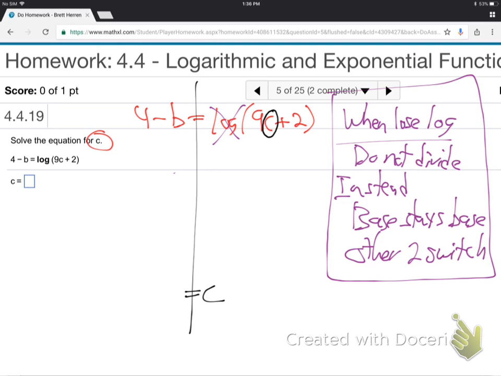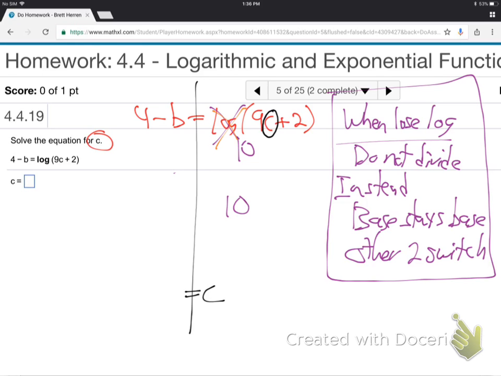The other two switch. Now, what do I mean, the base? I don't see a base. I don't see a low down number by the log, but there really is one. What's really there? 10, right? When it's not showing, it's really a 10. So the 10 stays as the base, and the other two switch. Now, what do I mean by other two? I mean everything else. They swap.